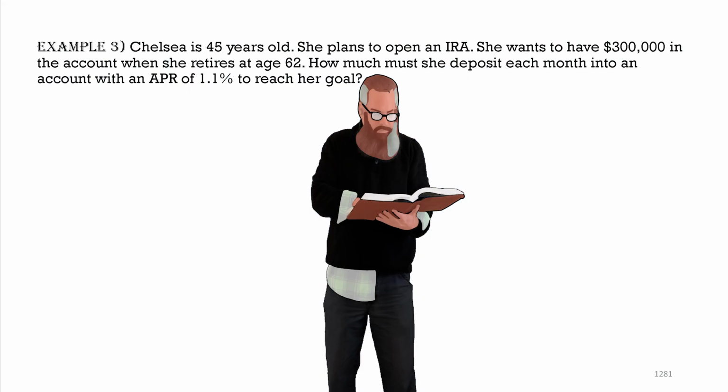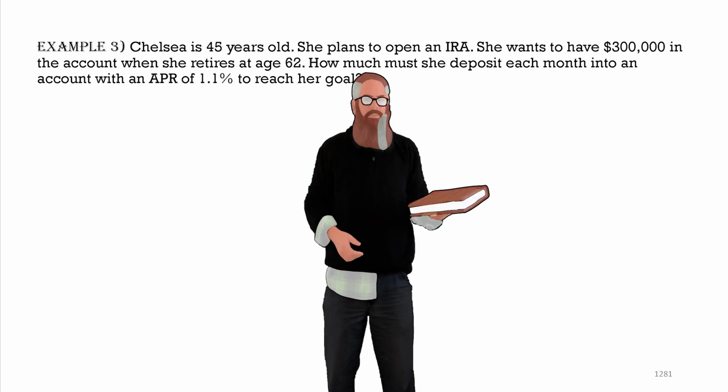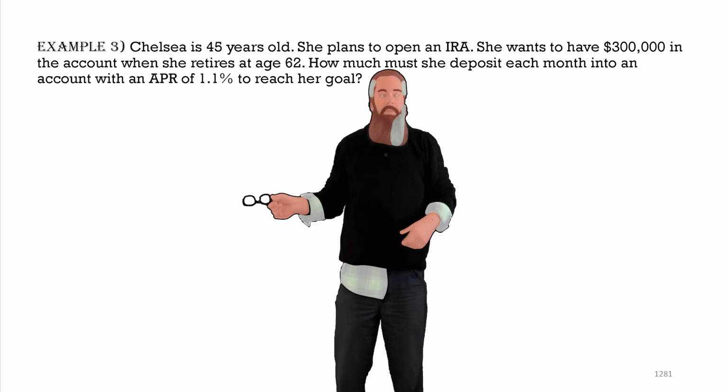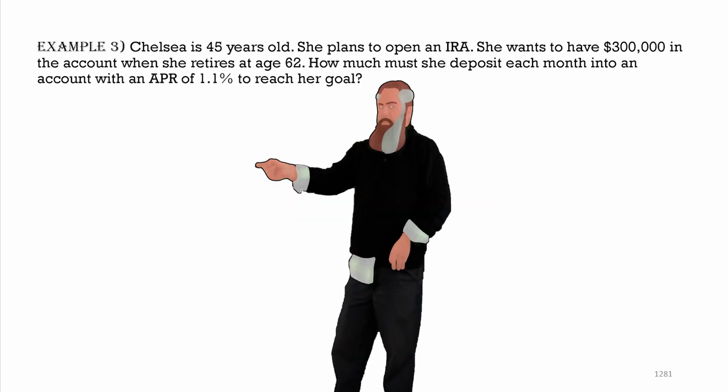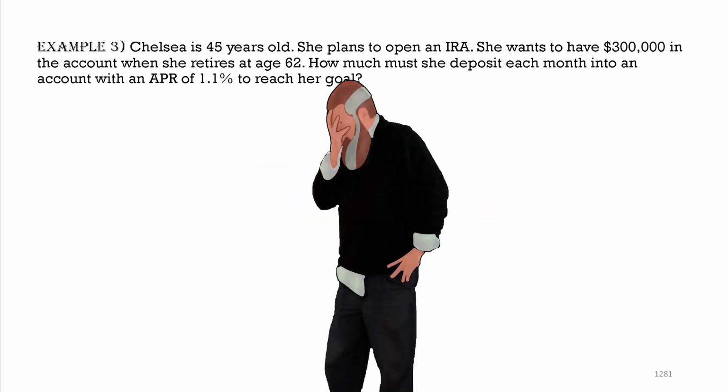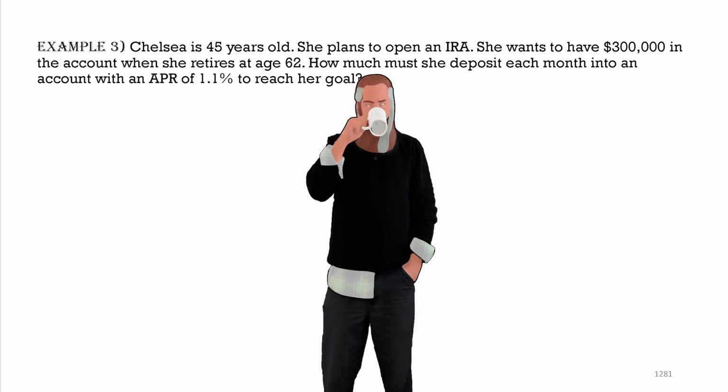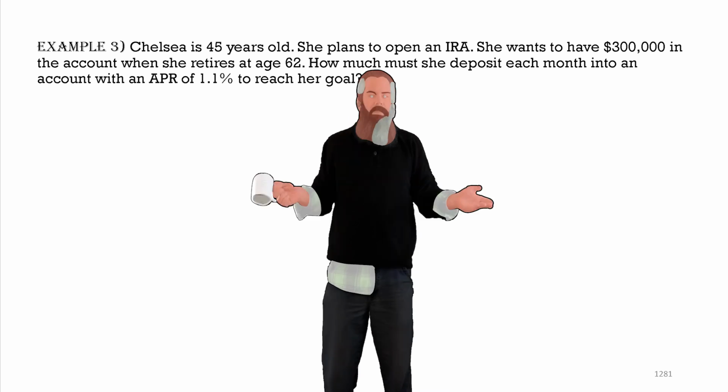Chelsea is 45 years old and she plans to open an IRA. She wants to have $300,000 in the account when she retires at age 62. How much must she deposit each month into an account with an APR of 1.1% to reach her goal?